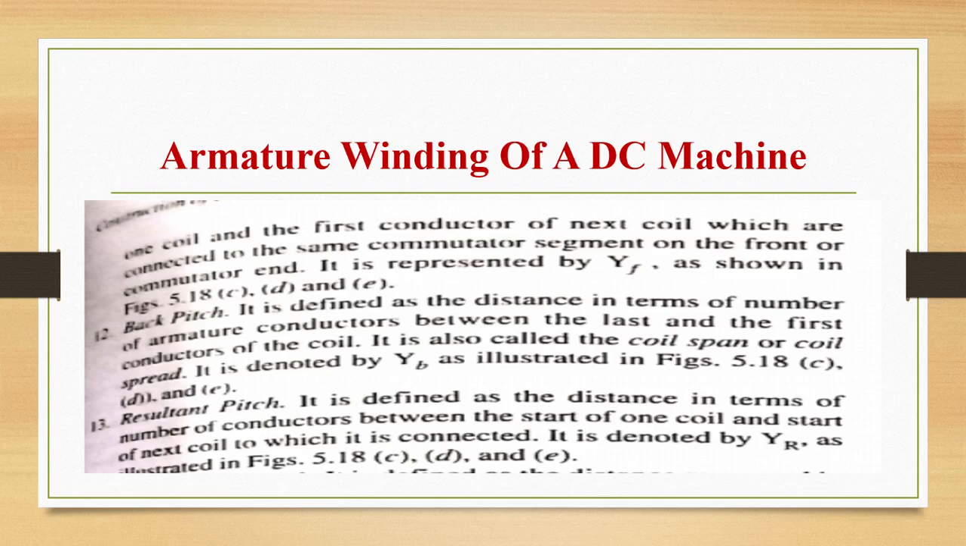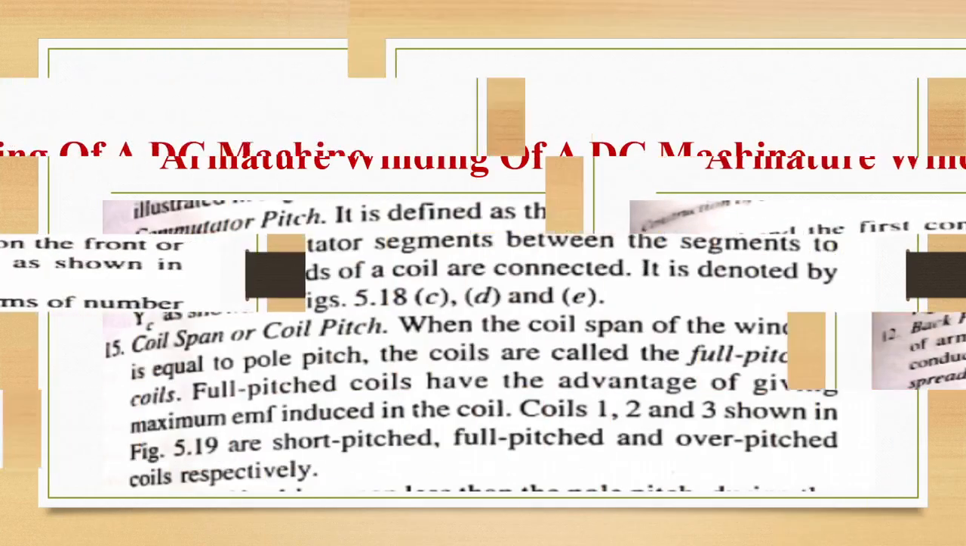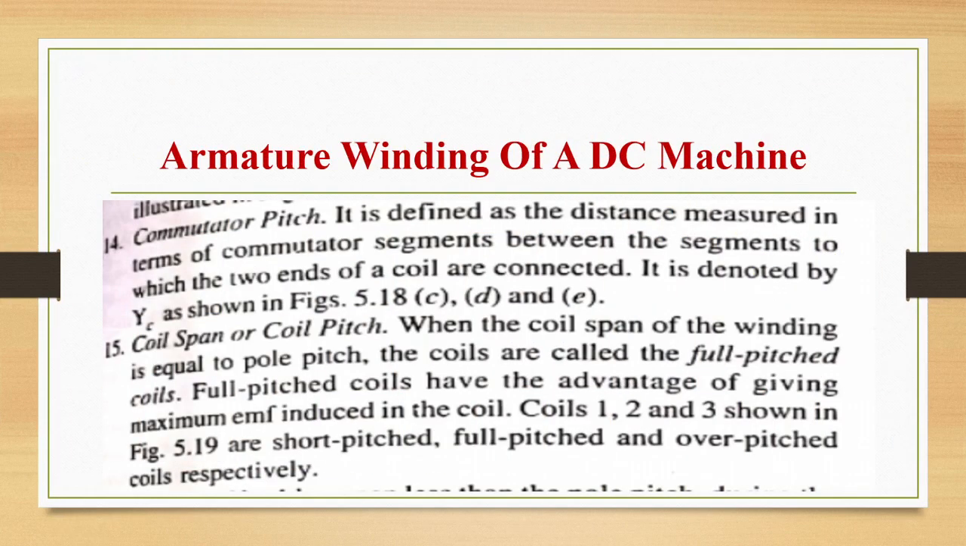Resultant pitch is defined as the distance in terms of number of conductors between the start of one coil and the start of the next coil to which it is to be connected. It is denoted as YR. Commutator pitch is defined as the distance measured in terms of commutator segments between the segments to which the two ends of a coil are connected. It is denoted as YC.